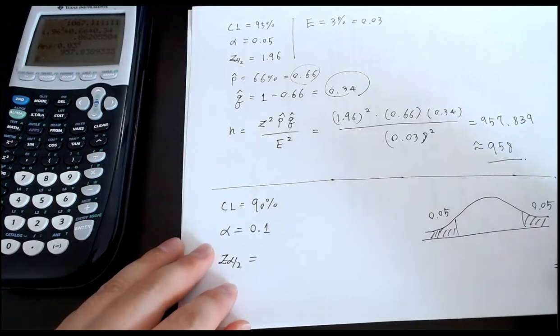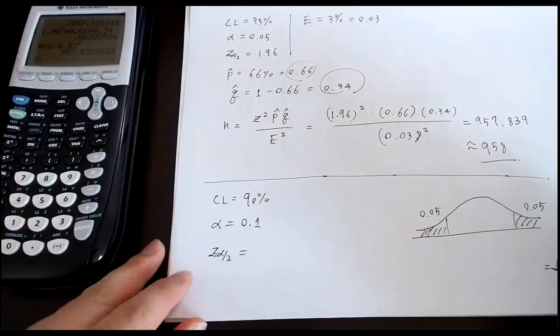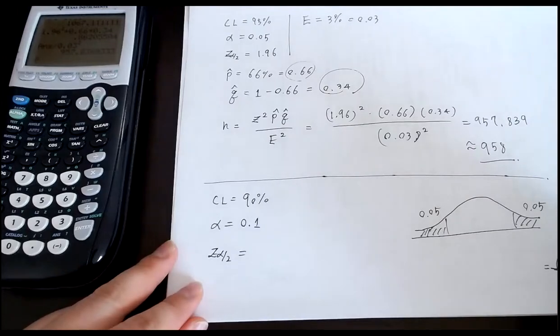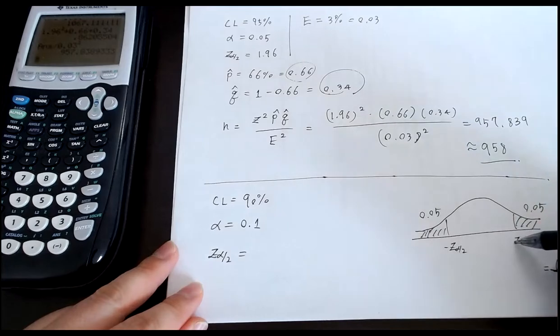That area represents the probability that the population proportion is within the sample and within the confidence interval. Okay, so that's the meaning of this. Now here this is going to be minus z alpha over 2. This is z alpha over 2.